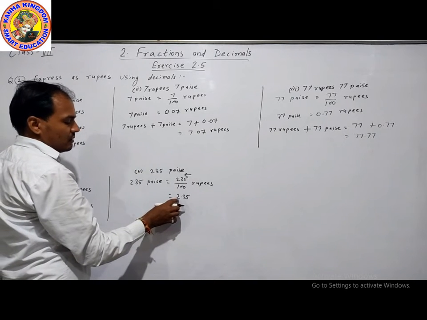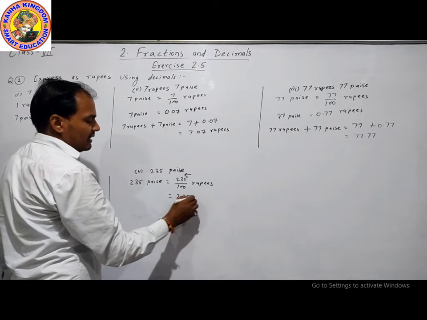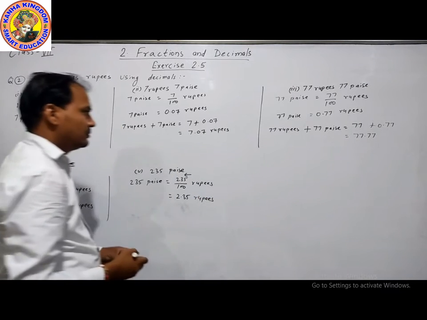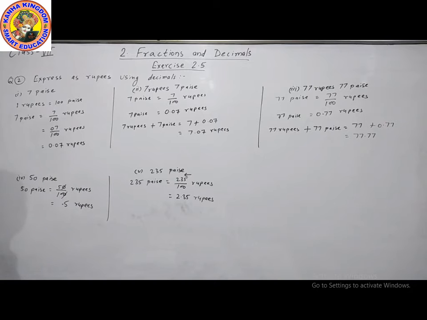This is our answer, 2.35 rupees. Now take beginning from this question, express as rupees using decimals. Now 7 paise. Rupees and paise have a relation: 1 rupee equals 100 paise. So we will convert paise into rupees by dividing by 100.